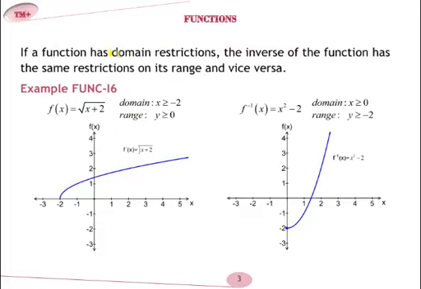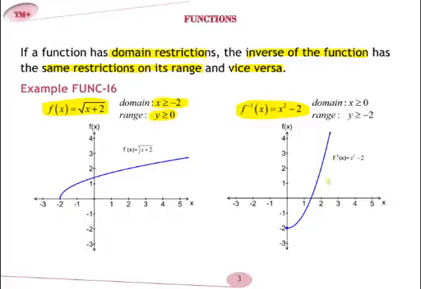Now if a function has domain restrictions, the inverse of the function has the same restrictions but on its range, because the values are being swapped, and vice versa. So if I have f of x equals the square root of x plus 2, the domain for that is x is greater or equal to negative 2, and the range is y is greater or equal to 0. And here's the graph here. So if I'm doing the inverse function of this, which is x squared minus 2, okay, so that's the inverse function. You can give that a go to check it.